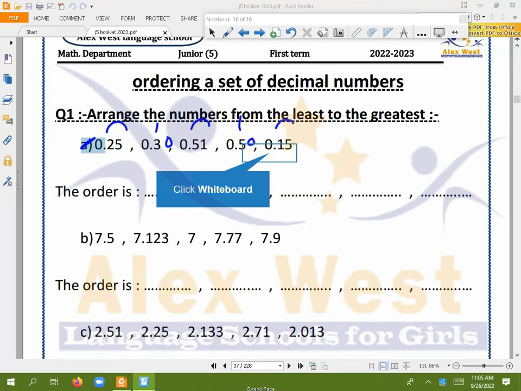Firstly, we start with the least number. The least number here is 1.